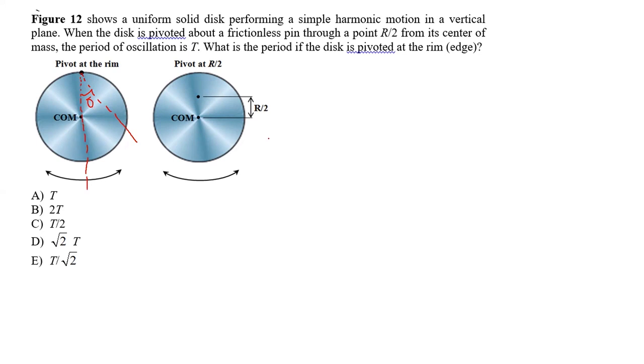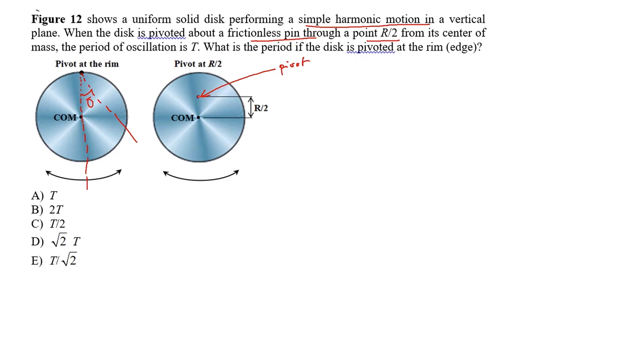Now, let's read this problem. I have a uniform solid disk performing simple harmonic motion in a vertical plane. The disk is pivoted about a frictionless pin through a point r divided by 2 from the center of mass, and the period of oscillation is T. So when the pivot point is here, at a distance r divided by 2 from the center of mass, the period is T.